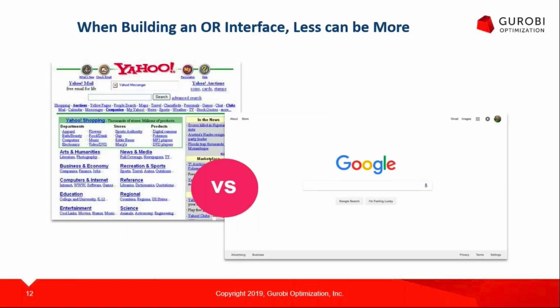The other thing that we like to stress is that sometimes when doing interface design, keep in mind that less can be more. The classic one is Yahoo versus Google. When Google came out, it had this nice, simple, clean screen that a lot of people credit with part of their appeal in the market.